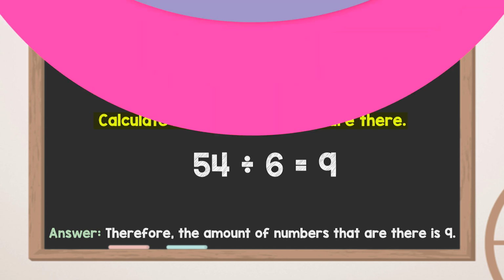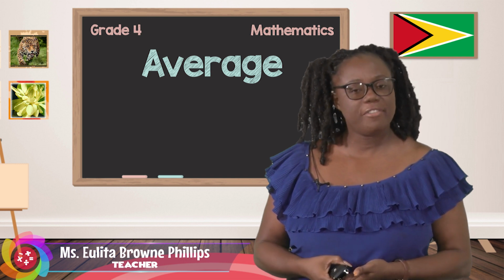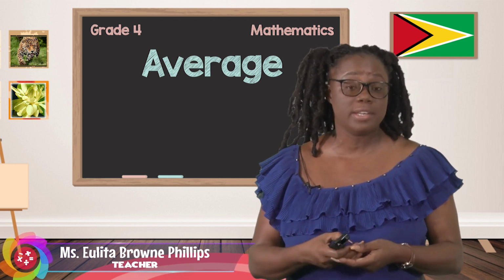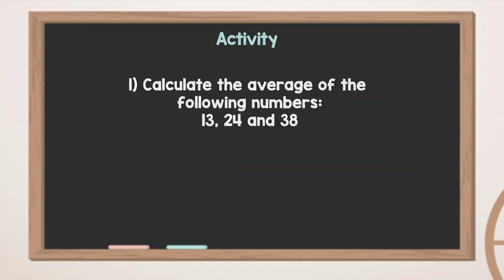Boys and girls, I hope that you would have understood this concept clearly. However, I still want to find out if you understood it by giving you an activity. Let's quickly work this. Calculate the average of the following numbers: 13, 24, and 38. Boys and girls, remember the formula to find the average is average equals sum of numbers divided by number of addends. Take a minute and get this done. Remember to do neat work. Your work says a lot about you.